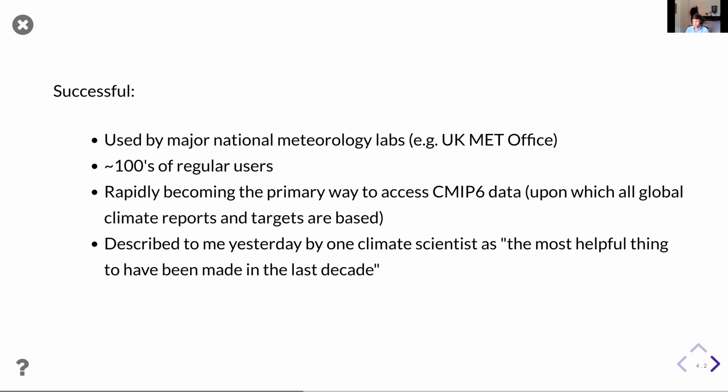Pangeo is quite young, but already very successful. It's used by major national meteorology labs, including the UK Met Office, which is basically one of the best places in the world for weather forecasting. Pangeo has hundreds of regular scientist users on top of that. It's rapidly becoming the primary way to access what's called CMIP6 data, the Coupled Model Intercomparison Project, which is basically all of the world's different models of how climate change is going to play out. The researchers who compare and contrast those models and do that modeling, a lot of them are moving towards using Pangeo to access it. So it's becoming a key linchpin within the climate science ecosystem.